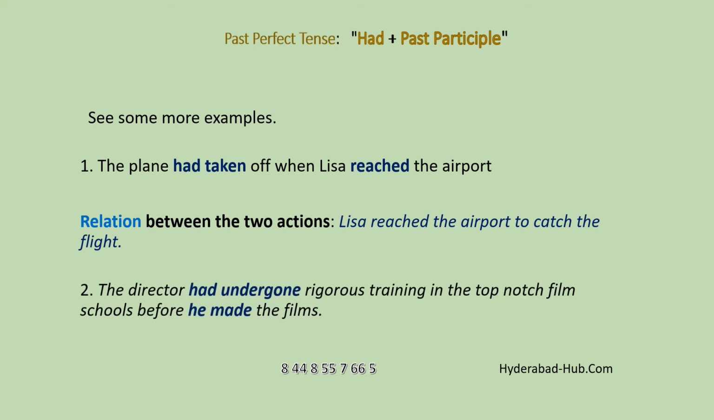See another example. The director had undergone rigorous training in the top-notch film schools before he made the films. Here also you have two past actions. The earlier action is the director had undergone rigorous training. Second, he made the films. These two are two related past actions.